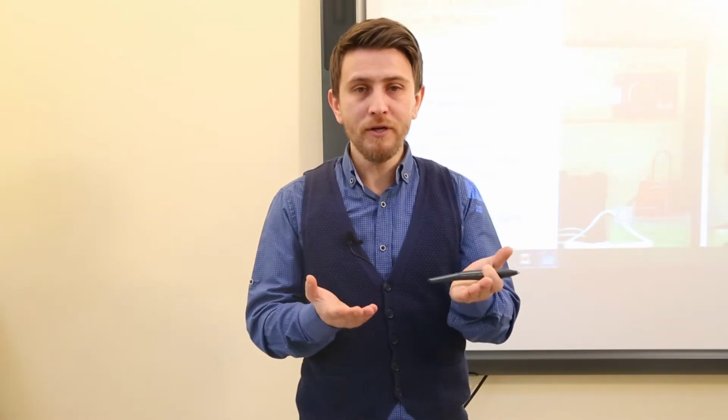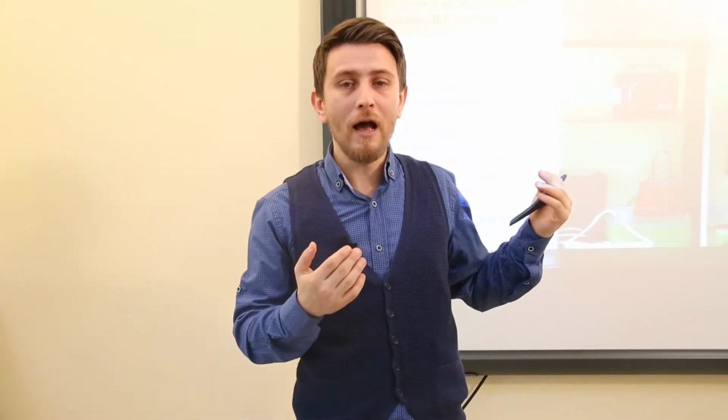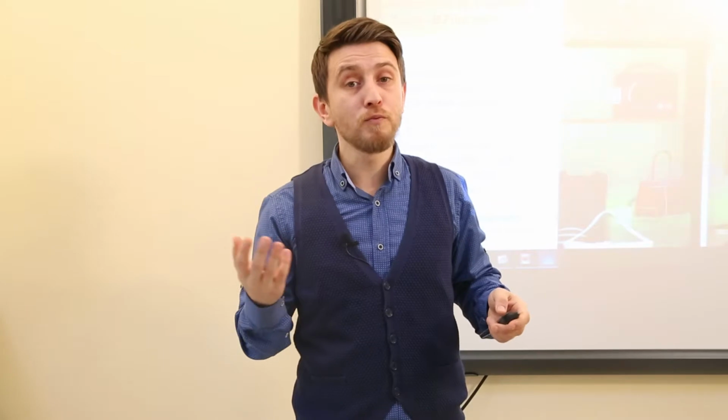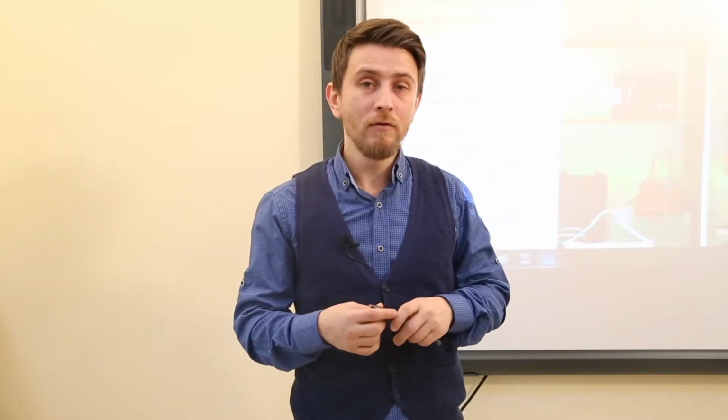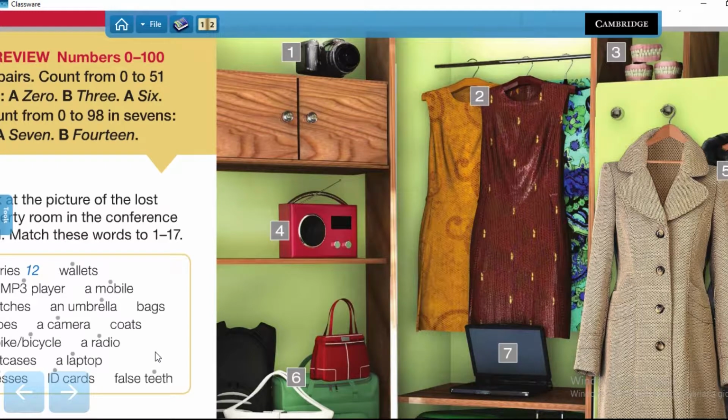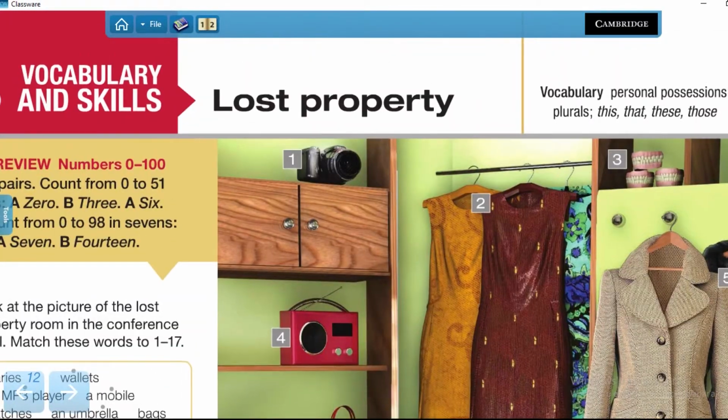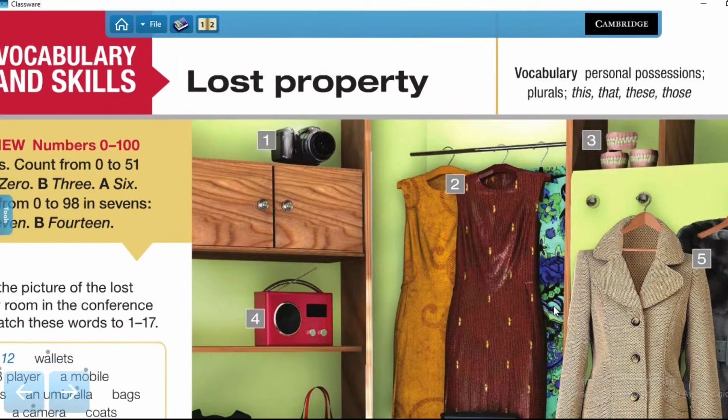We have here lost property. Property and possession, they are the same. The things that you have. And here we have some lost property, missing property. Let's have a look at these missing property, lost property. We have some objects on the picture here. Now, let's have a look at them. We have numbers for each possession.